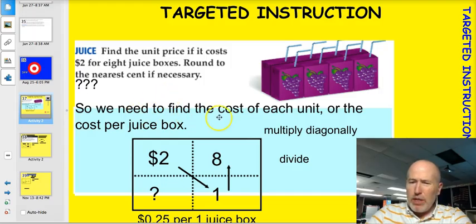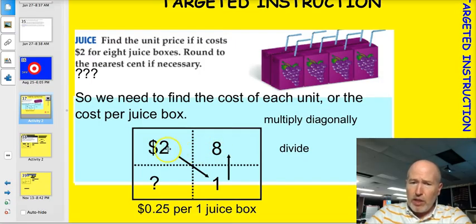So basically we need to find the cost of each unit, or the cost per juice box, or the cost per one juice box. So we can make a little box here, and in that little box we put $2 and 8 juice boxes, because it's $2 for 8 juice boxes. And then we need to put the 1 down here. We want to know what it costs for 1 juice box. Well, I really like this box thing here, so I'll show you how I use it.